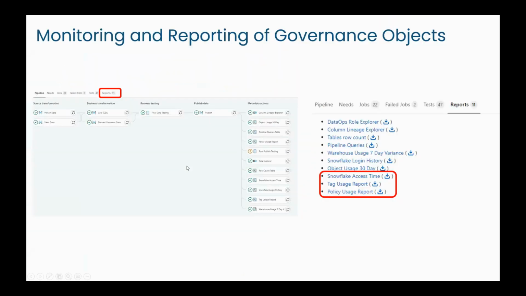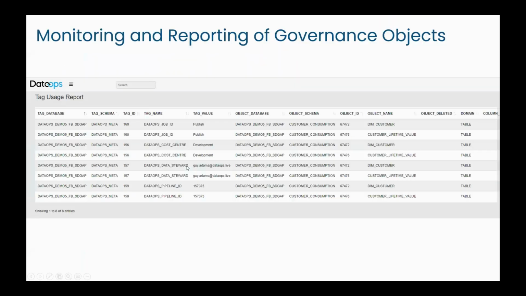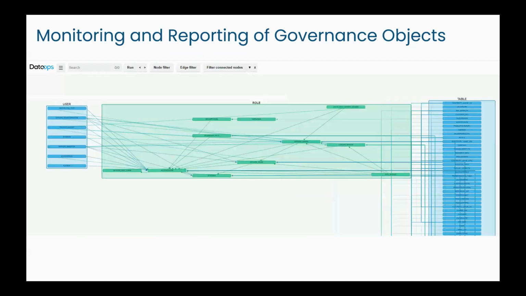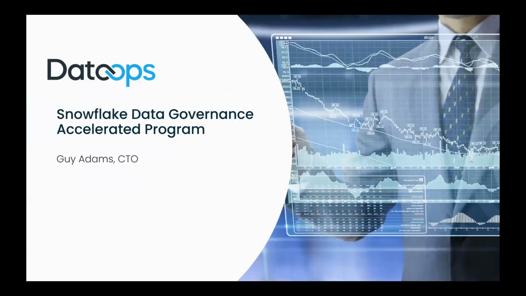So if we just review what we've seen: tag usage reports, we've seen masking policy, we've seen row access policy, we've seen reports that are using the Snowflake access history, we've seen the Role Explorer. Okay, so hopefully this quick demo has given you an understanding of some of the features inside DataOps.live that support data governance and the Snowflake Data Governance Accelerator program.